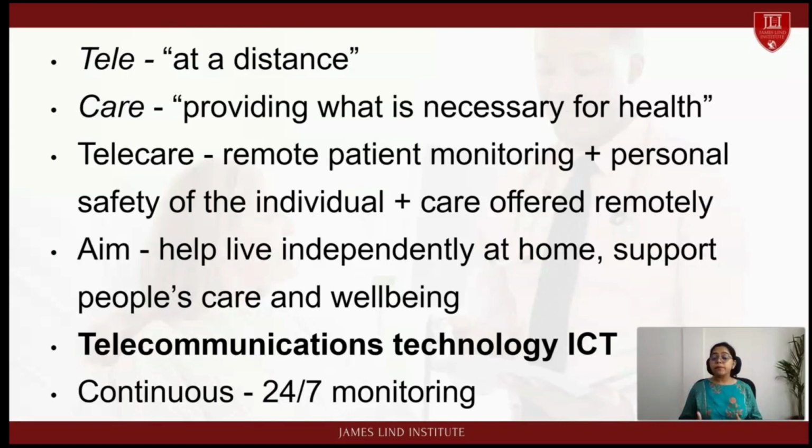So what is our aim behind this telecare? Our aim is to help people who are living alone, who are living independently in their homes. We want to support people in terms of their care and well-being, to improve their well-being, to provide them care. We want to empower such patients, such people, a specific group of people. We want to empower them. We want to support them.